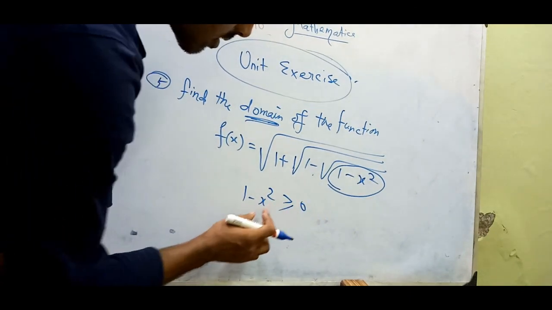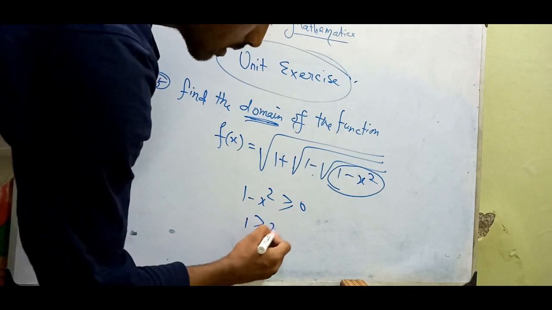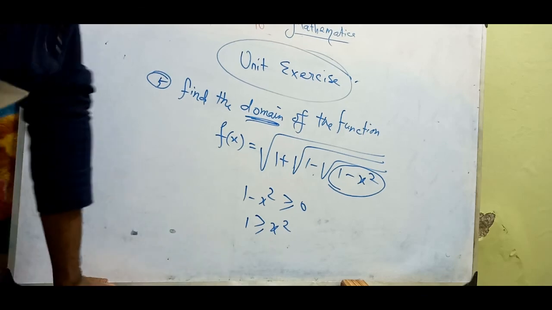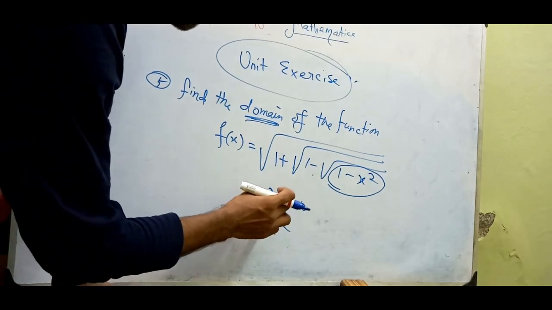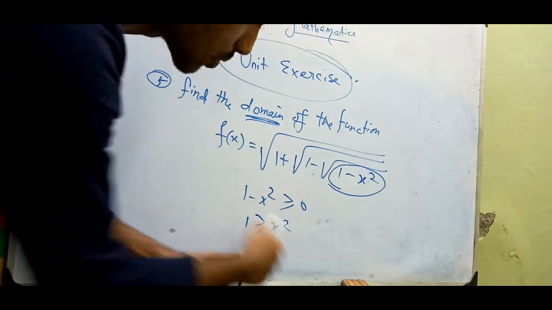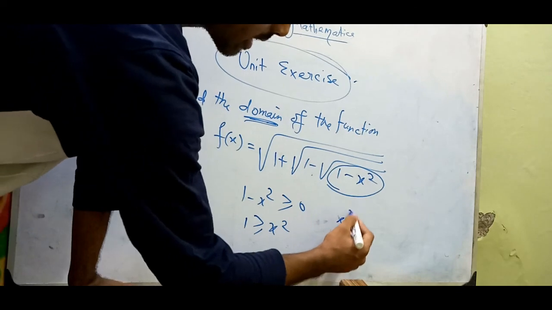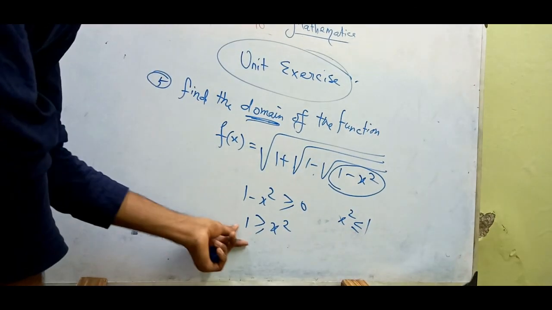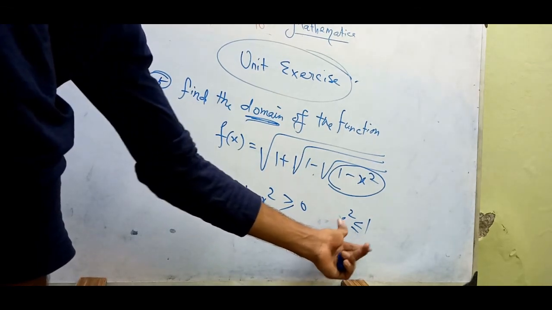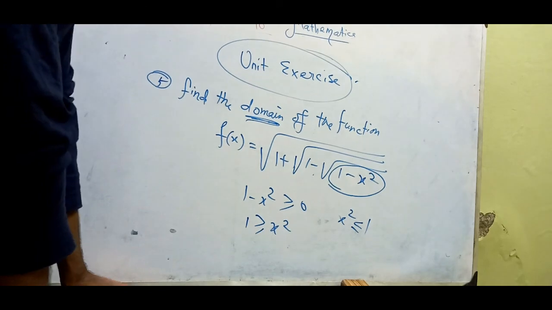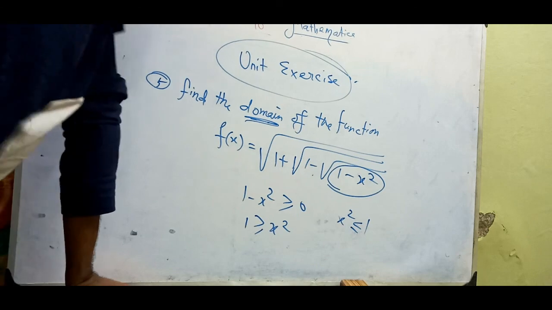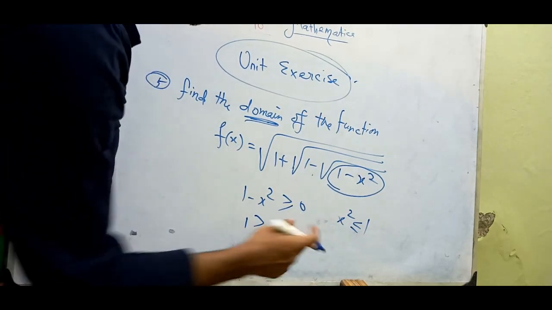If you take this minus x square to the other side, it is going to be plus x square, so 1 is greater than or equal to x square. Either you can write 1 is greater than or equal to x square, or you can change it this way, x square less than or equal to 1, which is better to have. Now you just need to plug in values by trial and error.